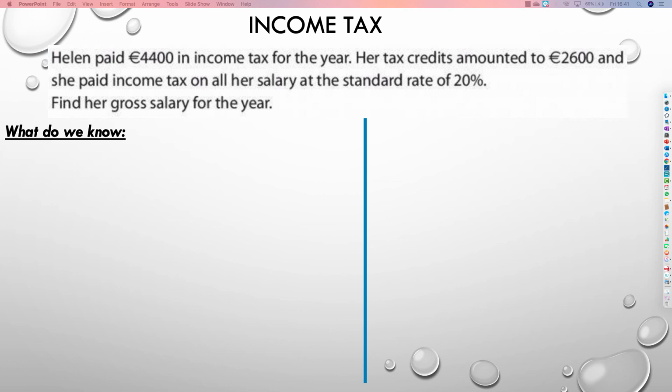We've done three things today. Gross tax. No, we're trying to find her salary. We're trying to find how much she makes. So 7,000 is her gross tax. We know how much she paid at the standard rate, which is 20%. How are we going to find her gross salary?